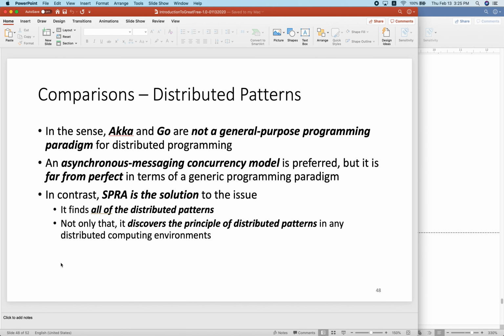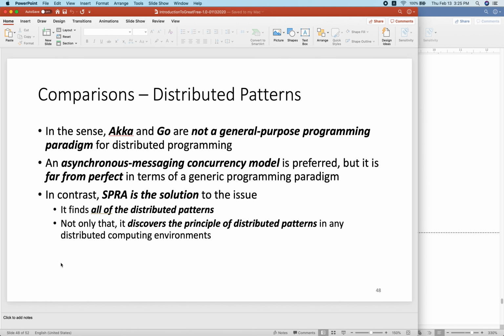Because I think Akka is based on Java for sure. Go must be created with C++. But this transformation, how to do this transformation? Go should be transformed to C++. Akka should be transformed to Java. How to do this transformation?